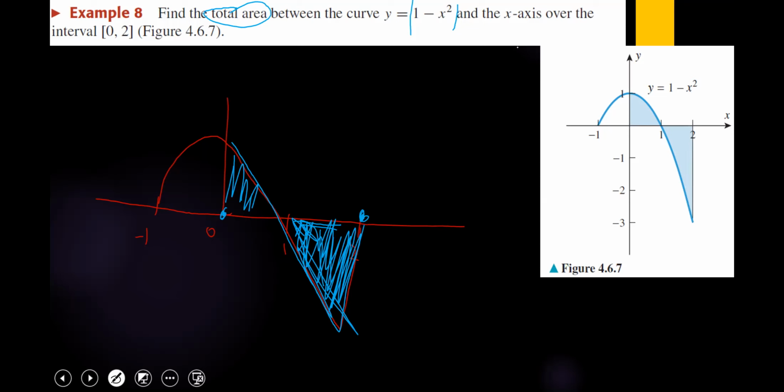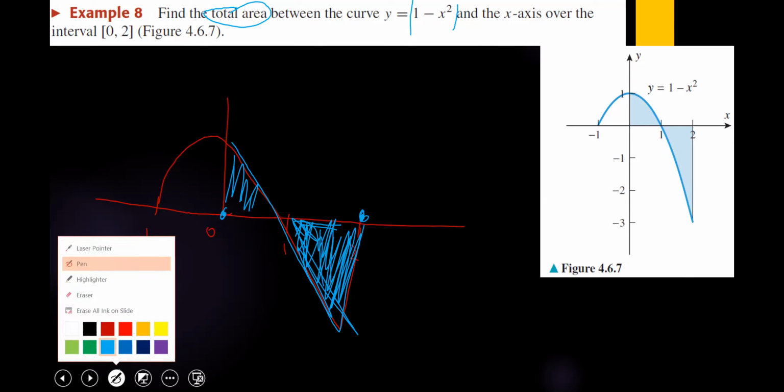Yes, teacher. So to find the total area, I have to put the function between the absolute value. Then between the curve of 1 minus x squared and the x-axis, over the interval from 0 to 2, I have to know which region I should find its area.